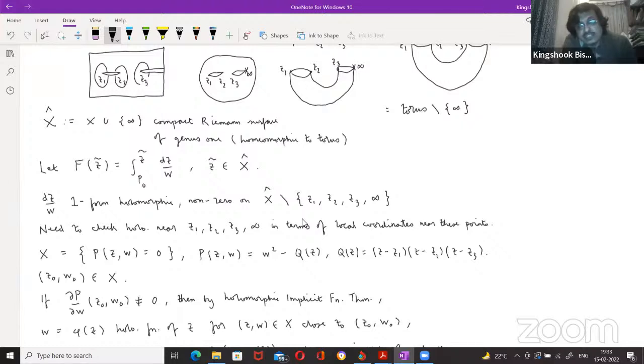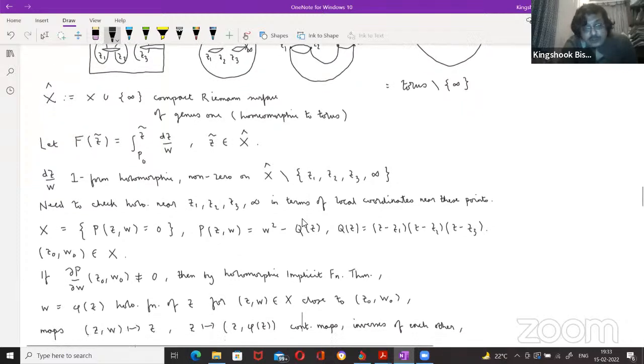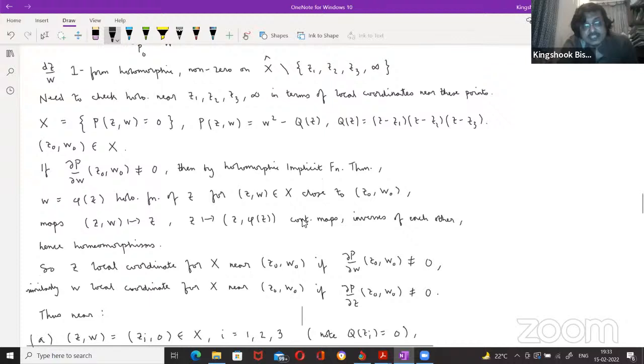So to do that, I need to find local coordinates near these points. So my algebraic curve x is of the form some polynomial p of z, w equal to 0, where p of z, w is w squared minus a polynomial q of z. Q is this cubic polynomial. So how do I find local coordinates? For that, I can use the holomorphic implicit function theorem.